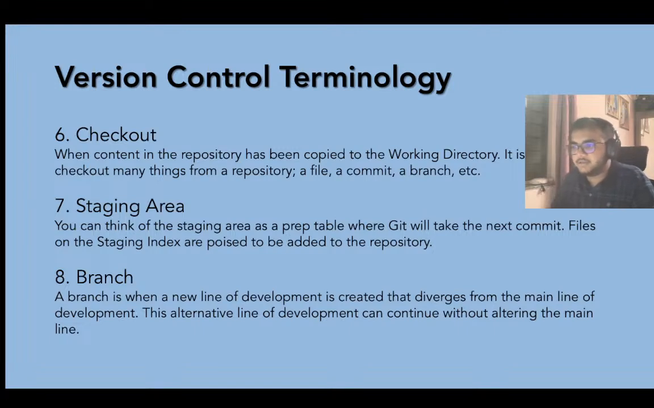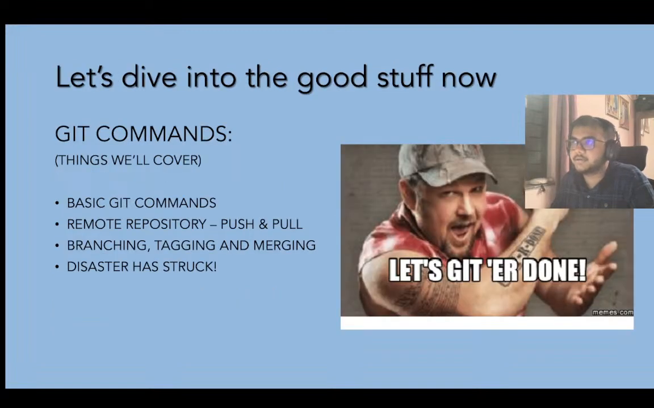And then branch is when a new line of development is created, like a parallel area. If two people want to make changes on the same content, they can have two different branches, both of them can work on their own thing, and then they can just merge it. So it's like an alternative line of development that can continue without altering the main line. And once it's merged, people will have one common main line.